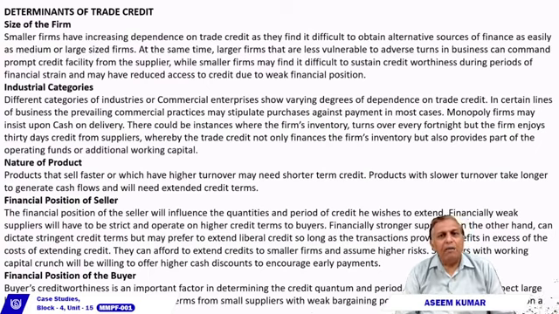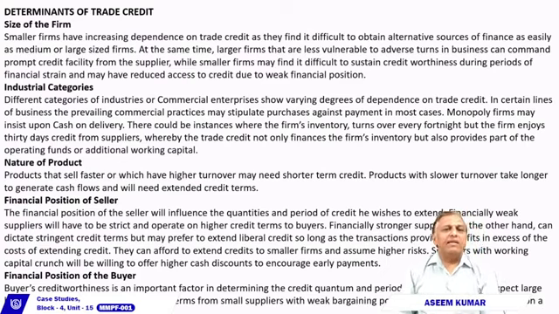At the same time, larger firms that are less vulnerable to adverse terms in business can command prompt credit facility from the supplier. Why? Because their terms are not that bad, their ranking is better. So they can get a prompt credit facility from the supplier. While smaller firms may find it difficult to sustain creditworthiness during periods of financial strain and may have reduced access to credit due to weak financial position. It may be in the beginning or in the interregnum period, but when your financial position is weak, definitely access to credit becomes difficult.